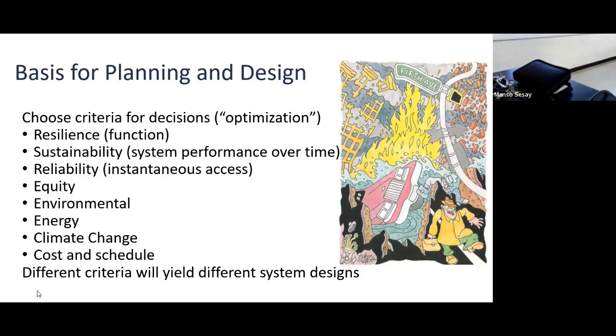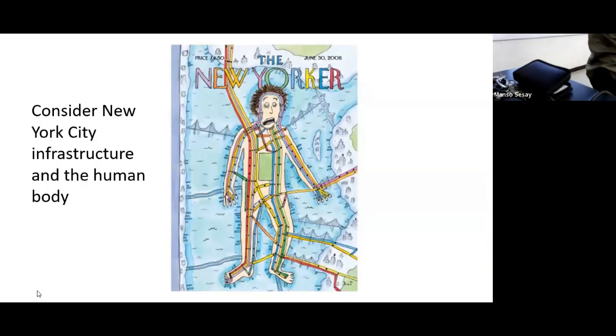They're not the same. So consider New York City infrastructure and the human body. This is a New Yorker cover from 2008. So the idea that all of the systems, transportation, sewer, everything, that's Manhattan. Everybody recognize that? Manhattan, it's sort of like a human body where we've got blood systems, right? We've got circulatory systems, we've got brain systems, we have breathing systems, we have skin systems, we have all the systems. Now, we have a lot of systems, but we don't know how they work together or individually, really. Someday, we're going to get there.